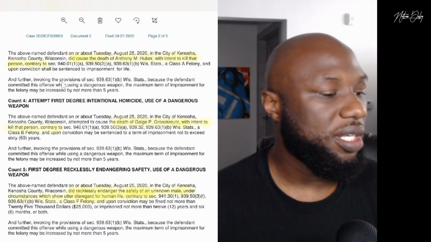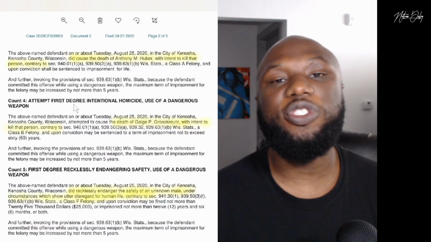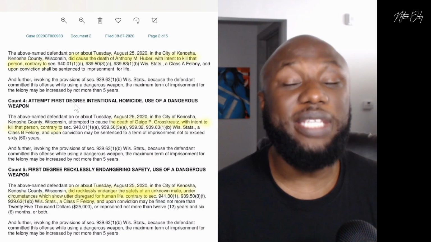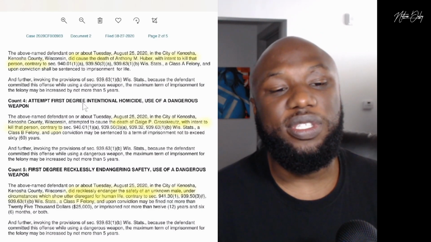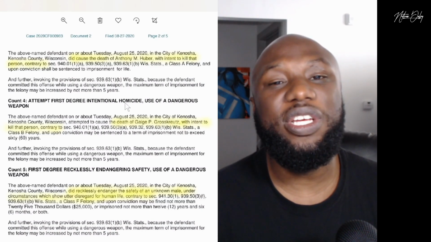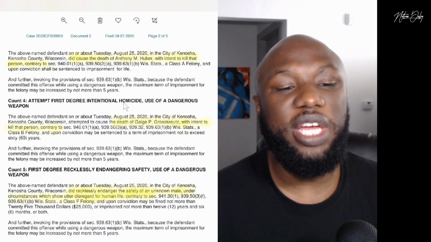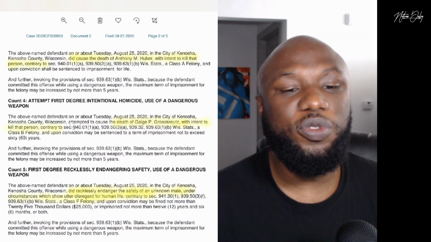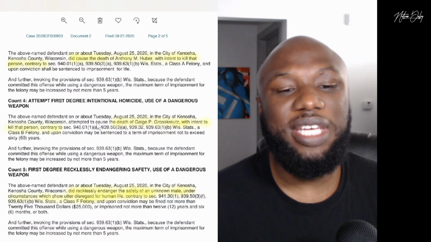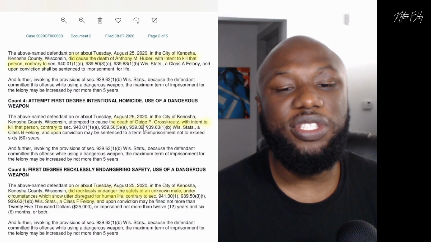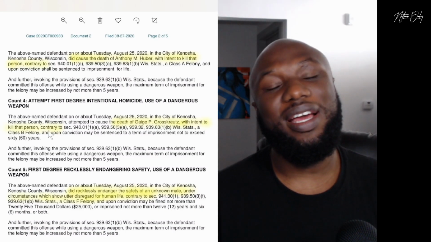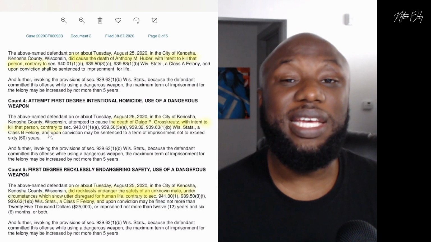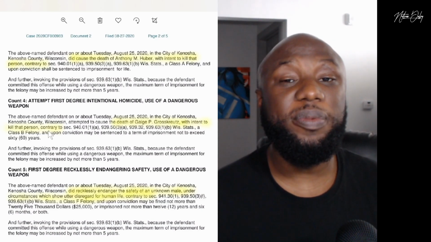So let's go down here to count four. It is attempt first degree intentional homicide. Basically, this is an attempt charge, meaning that he attempted to kill another person, intentionally cause death to a person with a dangerous weapon. And it says on here, Kyle attempted to cause the death of Gage Grosskreutz with intent to kill that person. Again, intent to kill them. Can you prove it, right?